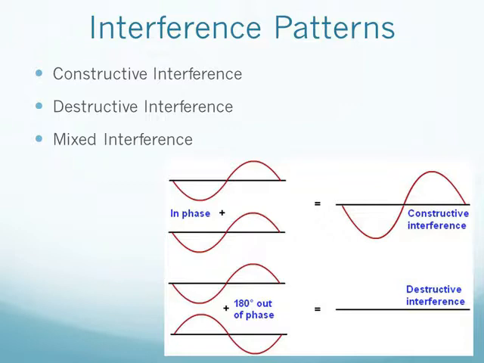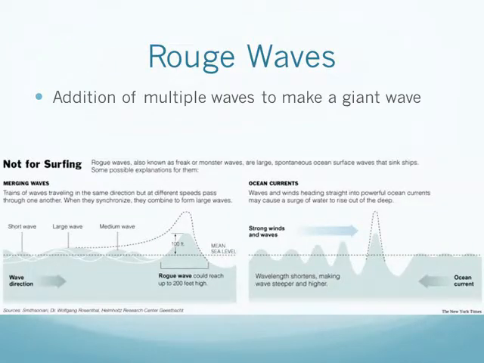Now, rogue waves are something special and aren't always created, but rogue waves are very, very large waves, and they are created by constructive interference. Generally speaking, they don't know exactly the mechanism as to how these waves are created, but they think multiple waves come together and combine by constructive interference to create a giant wave. These waves can sometimes be as high as 200 feet tall.